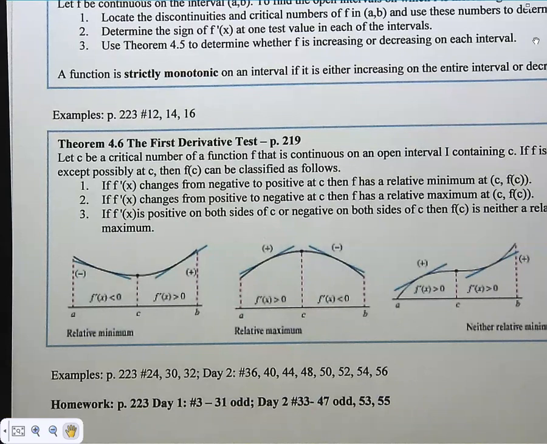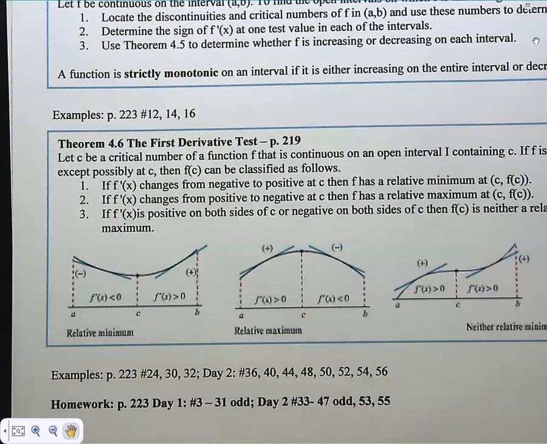Does that sound like something you want to memorize? No, I don't have the brain space for that. It makes sense to me if my function is going uphill and then suddenly starts going downhill. What happened at the top? There's a max. Or if the function's going downhill and suddenly turns and starts going uphill, then obviously what happened down here? Okay, so I know what the first derivative test says, but it's not something I memorize.